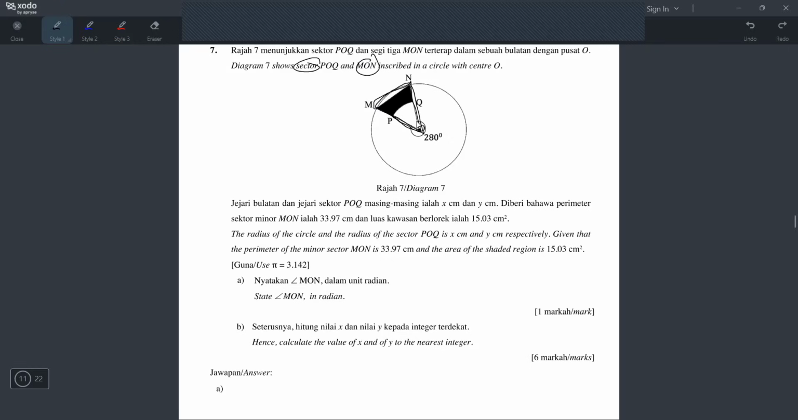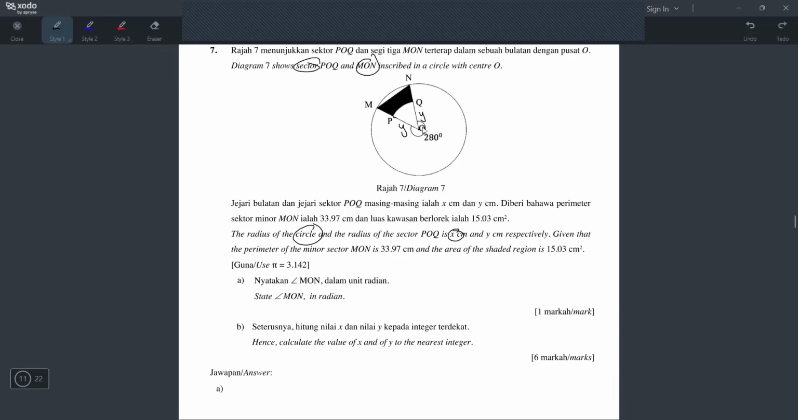2 radius and 1 arc. Okay, now it says what? The radius of the circle and the radius of sector POQ are X cm and Y cm. So the radius of the circle is X cm, and the radius of sector POQ is Y cm. So PO is Y, QO is Y because they are both radii. And X cm is the radius of the big circle, so the big circle's radius from O to M is X.